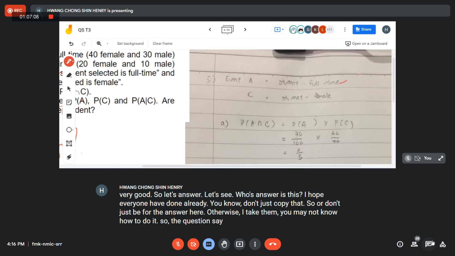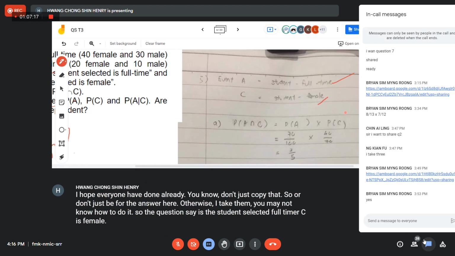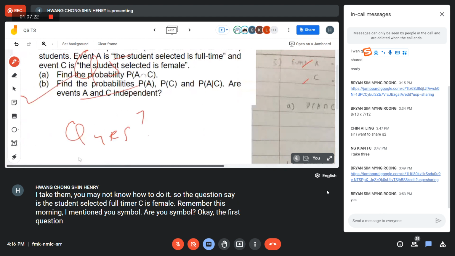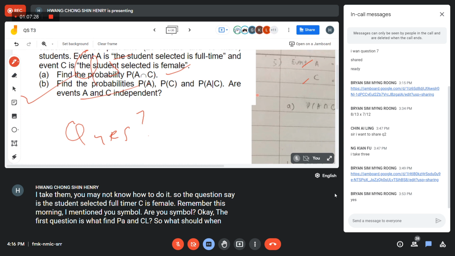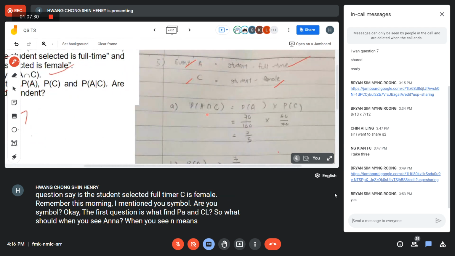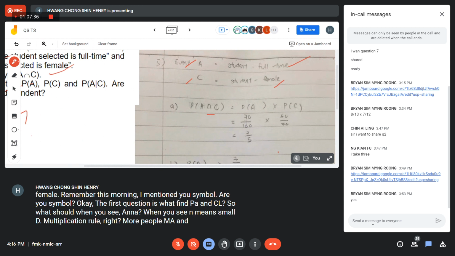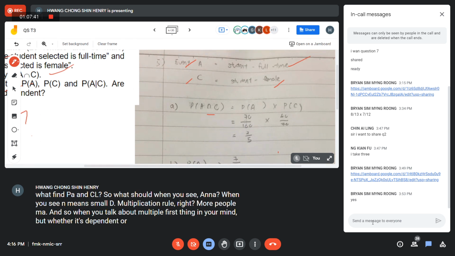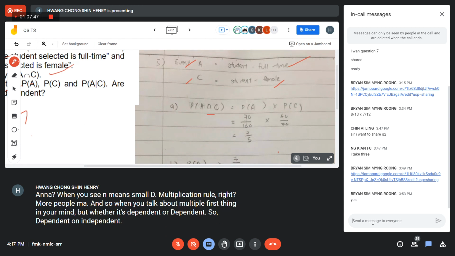So the question says A is the student selected is full-time, C is female. Remember this morning I mentioned, use symbols. The first question is, find P(A and C). When you see "and", it means multiplication rule. When you talk about multiplication, the first thing in your mind is whether it's dependent or independent.